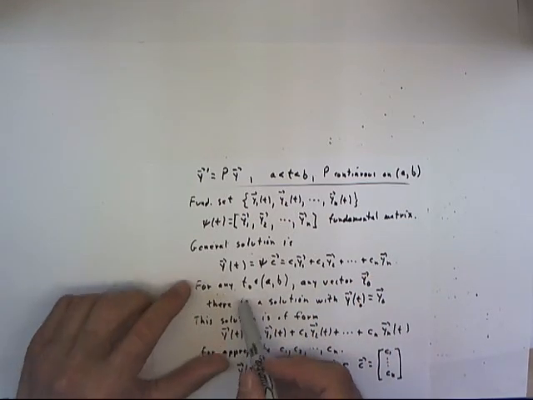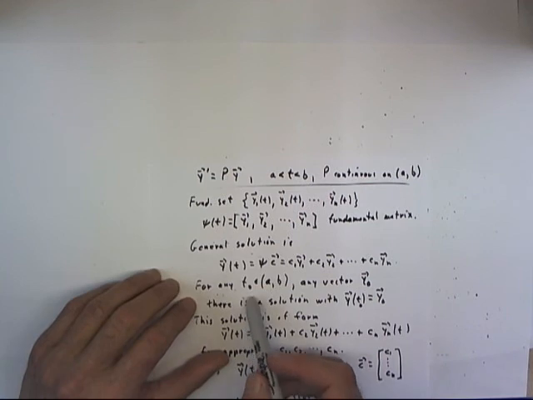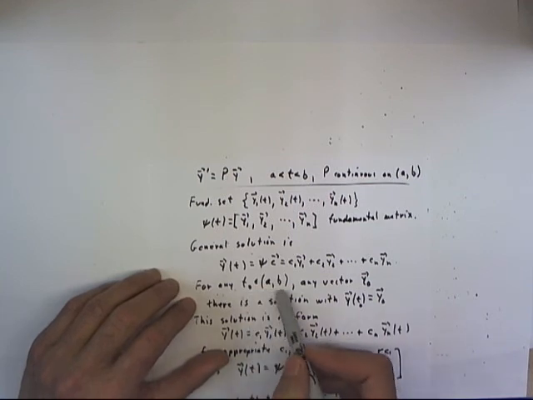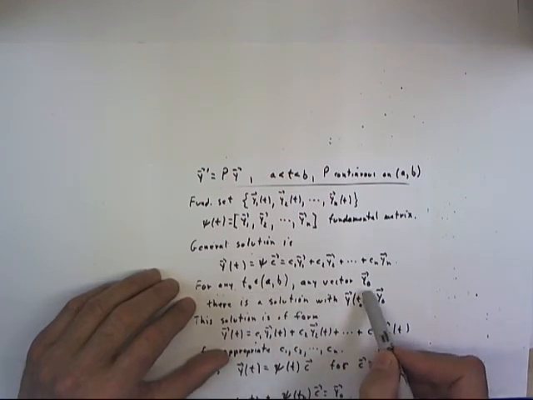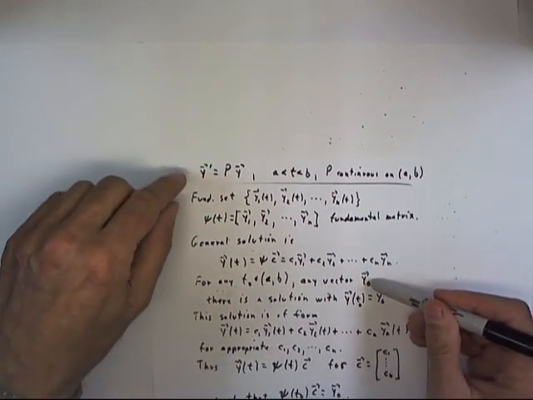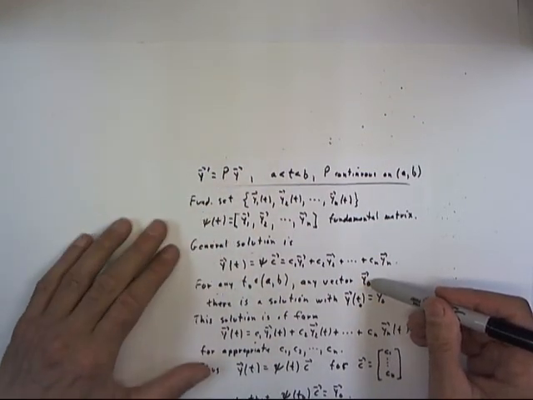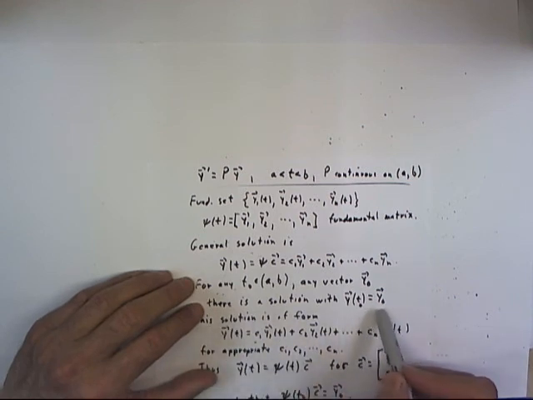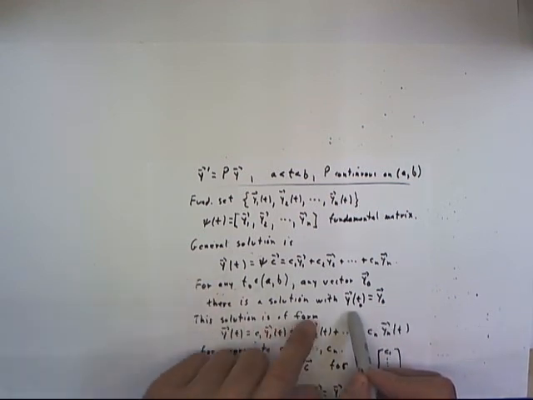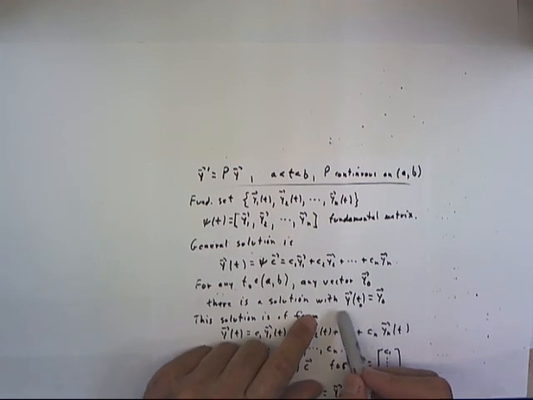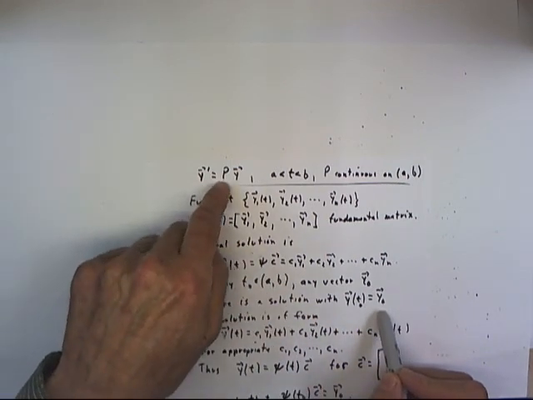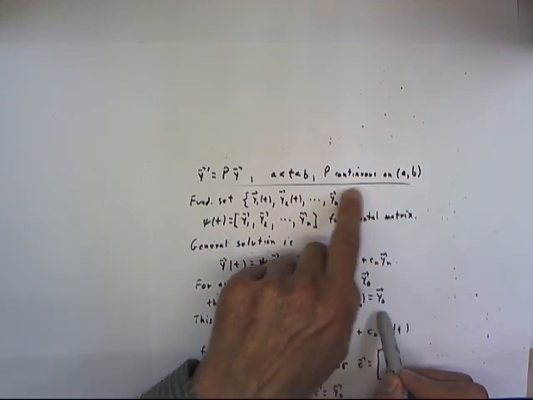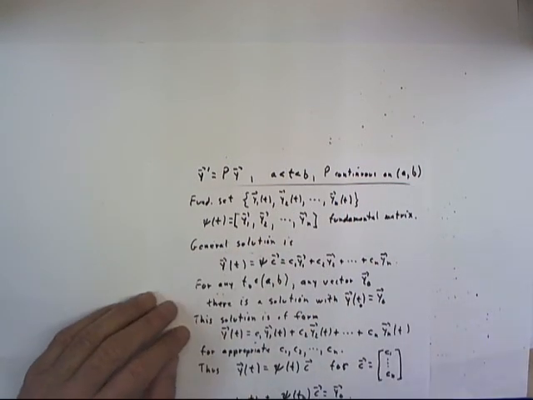Okay, now we write out the condition that I mentioned up here. For any t naught in (a, b), and any vector y naught, of the same dimension as the solution vectors, there's a solution with y of t naught equal y naught. That is, for any given initial condition, which is what this is, there's a solution to the equation because P is continuous on the interval of definition.